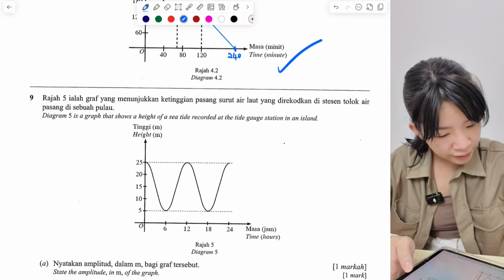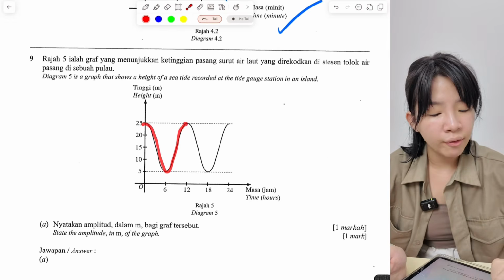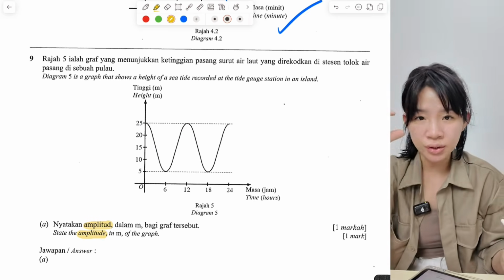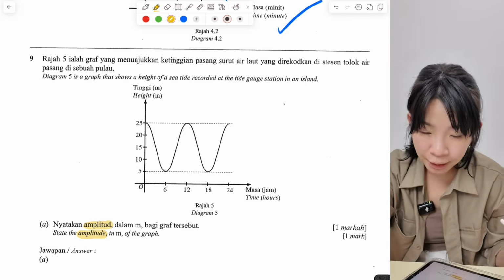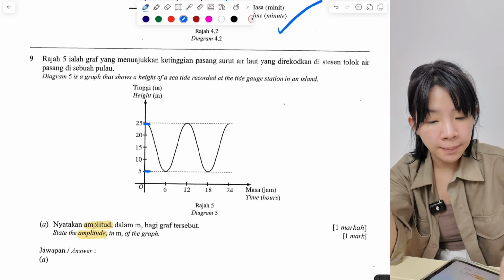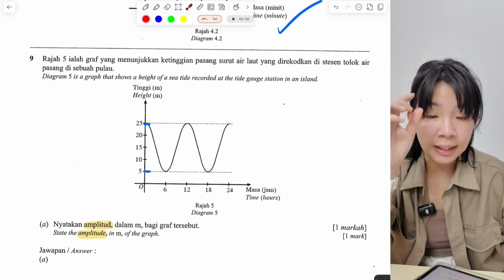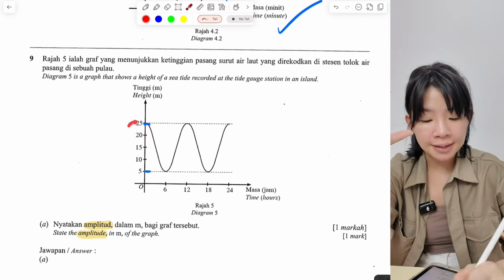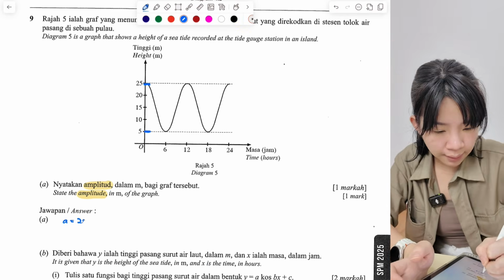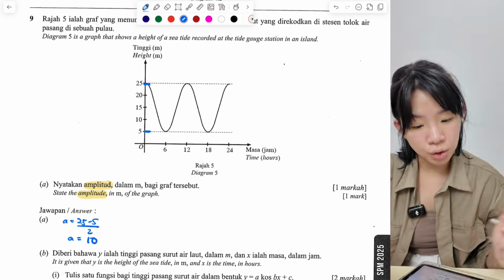Now let's look at question 9. The graph shows the height of a sea tide recorded. So this is a cosine graph. You see this shape, underwear shape, so it's a cosine graph. State the amplitude. Amplitude is the height of the wave. How do we find amplitude? We always take the maximum and the minimum, the difference of maximum and minimum, divided by 2. Listen, we need to know the distance between maximum and minimum, and then divide by 2. So to find amplitude A, we take 25 minus 5, then divide by 2. So we get 10. The amplitude is 10.